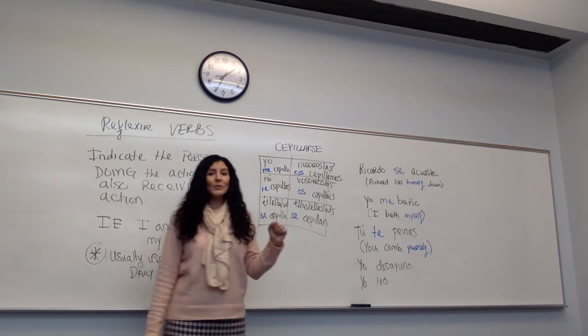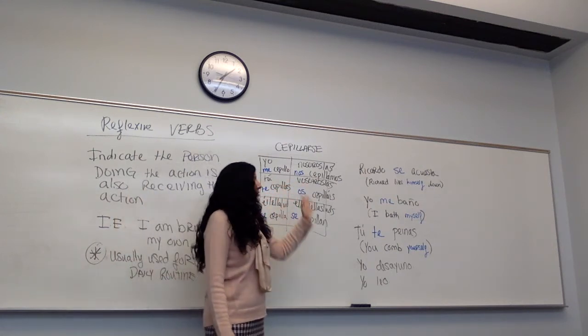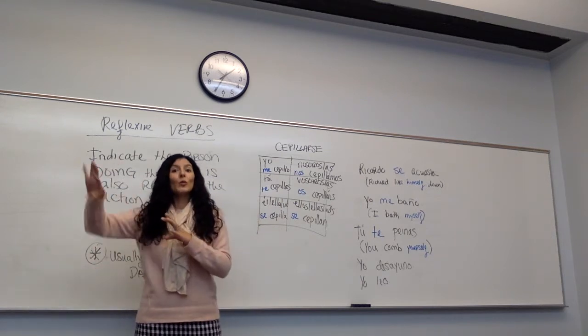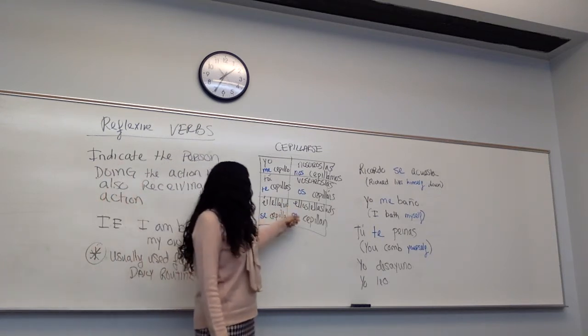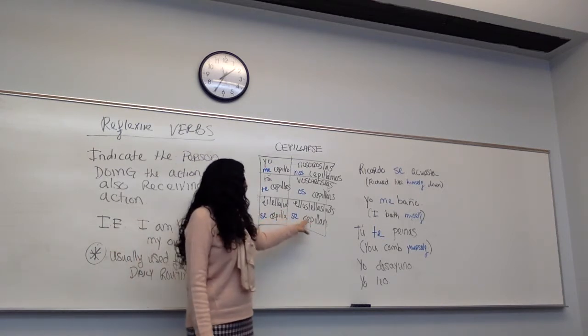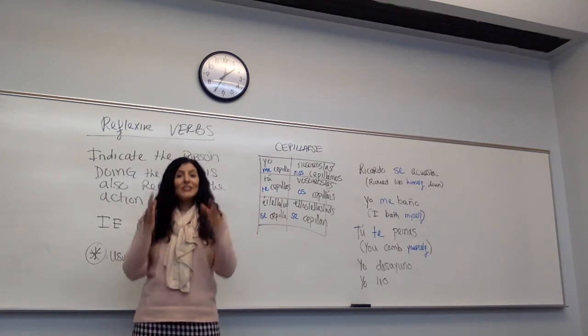Nosotros nos cepillamos, we are brushing our own selves. Vosotros os cepilláis, you all are brushing your own selves. And ellos se cepillan, or ellas se cepillan, they are brushing themselves. So the action is indicating, right, that the doer and the receiver are the same.